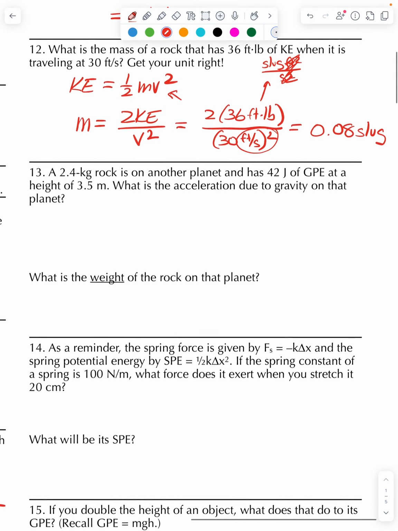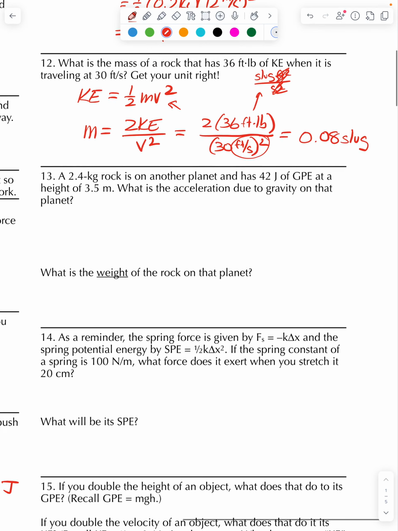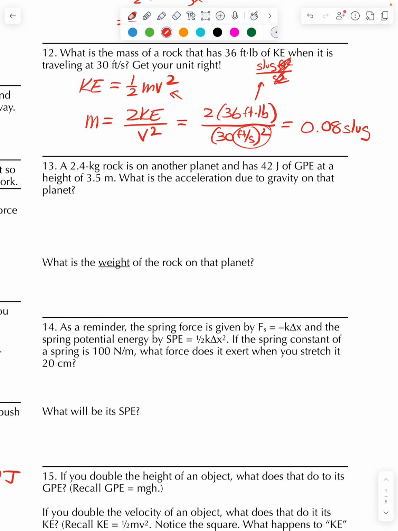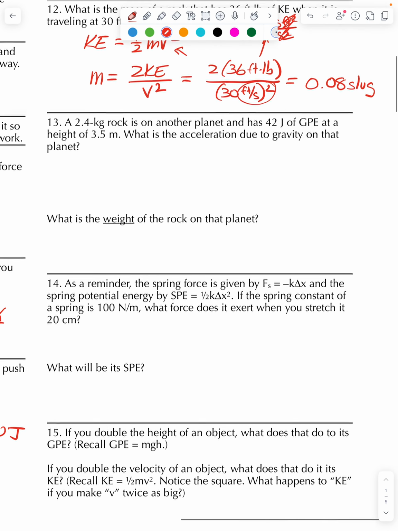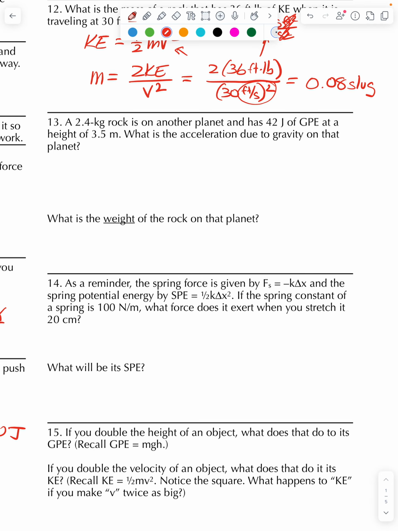And I could probably try to trick you on a problem by maybe writing something like 0.08 kilograms in choices A and B. Then you'll see 0.08 and go, oh, there's the answer, and circle it. So pay attention to your units and don't be tricked. 13, yet another one. We're going to do a couple more where we're just using equations.